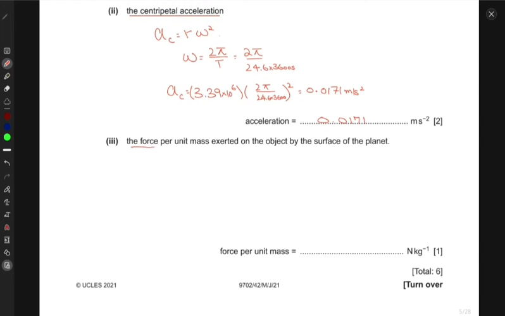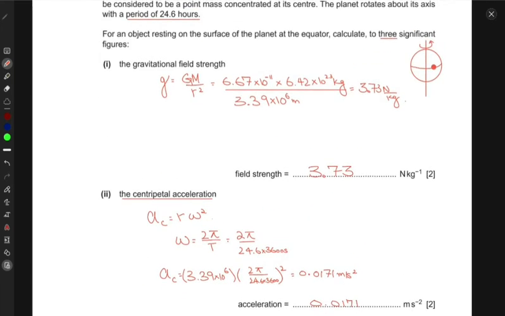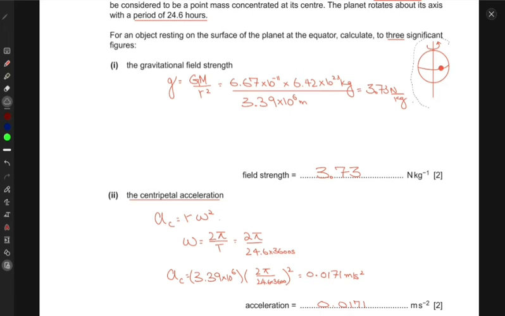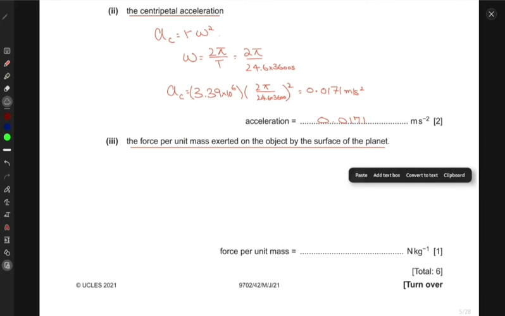Next, we are required to calculate the force per unit mass exerted on the object by the surface of the planet. So again, actually I'll bring the figure down from here. So we have, this is what a picture looks like, and if I put it over here, we can see that for this object there is some gravity that is acting to the center, and then there is an opposite, equal but opposite force on this other side, right?